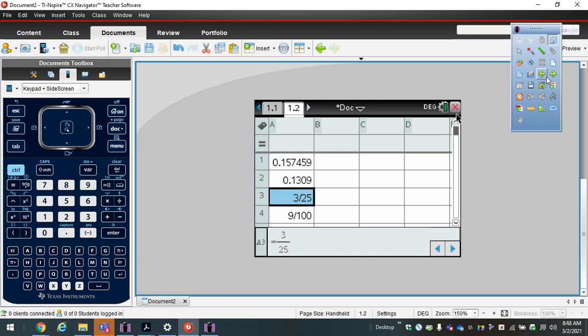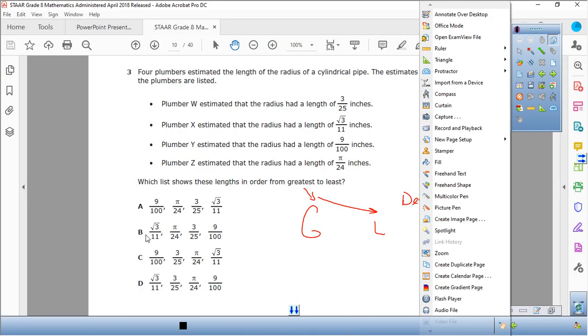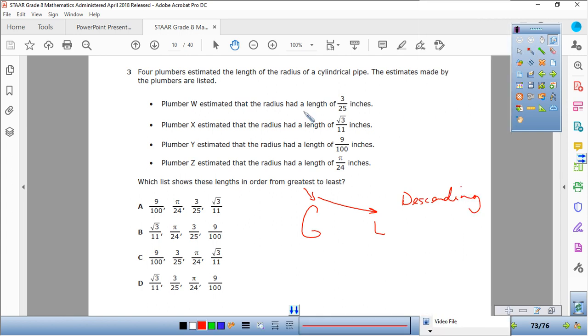So square root of 3 over 11. Check. And I know that 3 over 25 was this third one over here. So there's my answer. Pretty cool. Not too bad. It's pretty easy, guys. It's not a bad idea to do it like that.